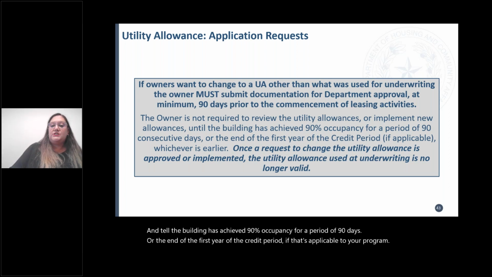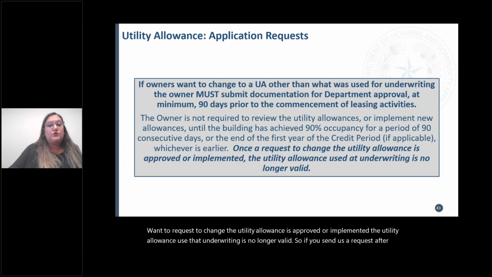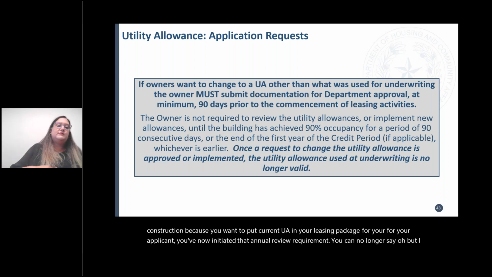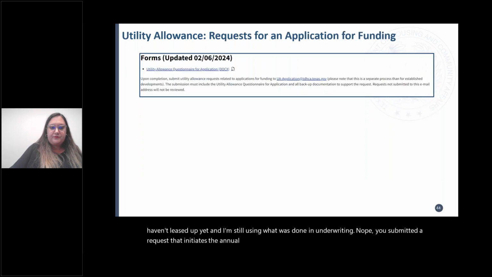Once a request to change the utility allowance is approved or implemented, the utility allowance used at underwriting is no longer valid. So if you send us a request after you start construction because you want to put a current UA in your leasing package for your applicants, you've now initiated that annual review requirement. You can no longer say, oh, but I haven't leased up yet and I'm still using what was done at underwriting. Nope, you submitted a request, that initiates that annual review requirement.